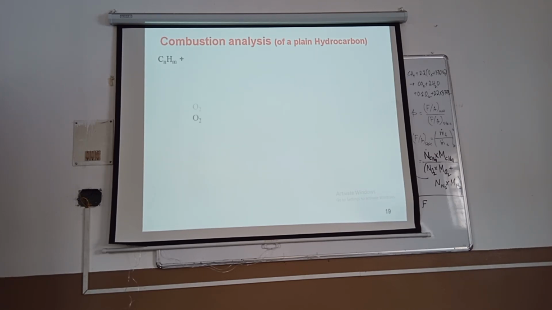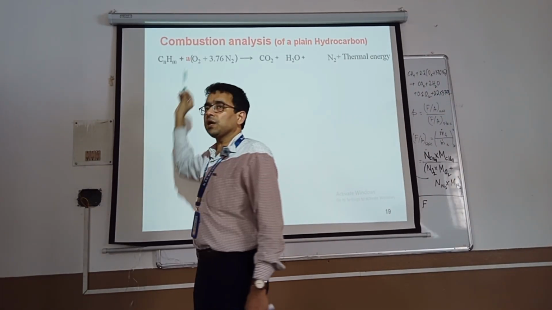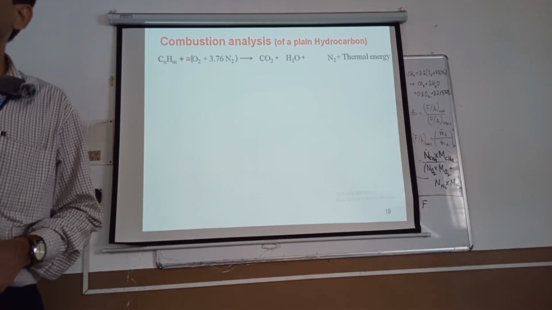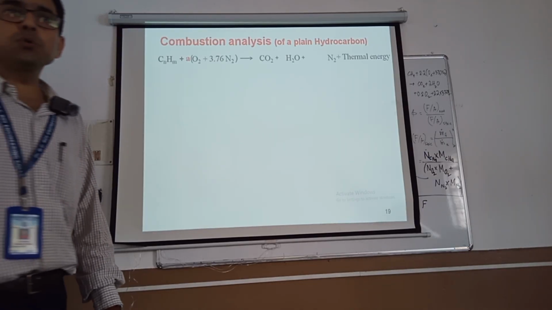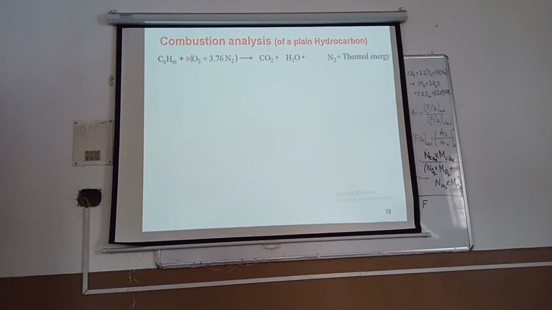Next we write the chemical reaction with air. So that hydrocarbon is reacting with air and we are getting the products. Clear? Since we do not know the coefficients, combustion analysis means what? Try to understand that we have taken a general hydrocarbon and we are going to understand what will be the coefficient of the required air for stoichiometric combustion.